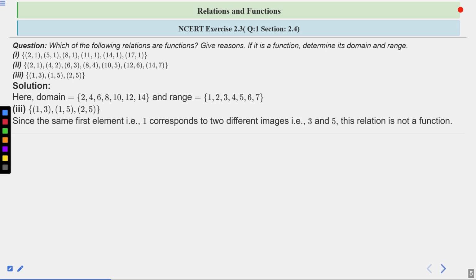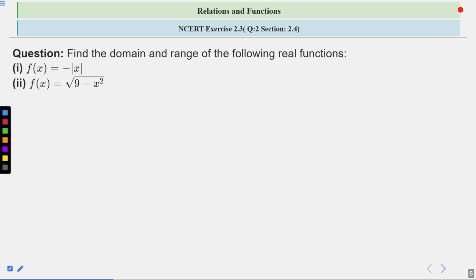Now the third one. So this given relation is not a function. Why? Because if you observe this element 1, it corresponds to 2 different images, 3 and 5. So 1 is related to 3 and 1 is also related to 5. So not a function. Clear this question?